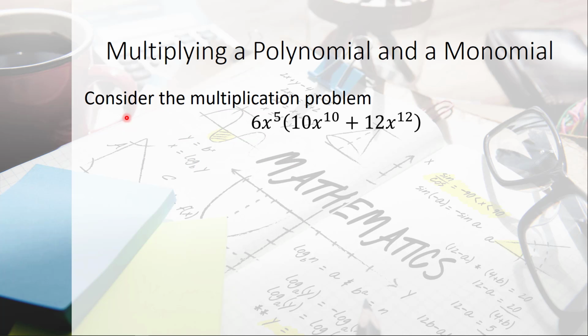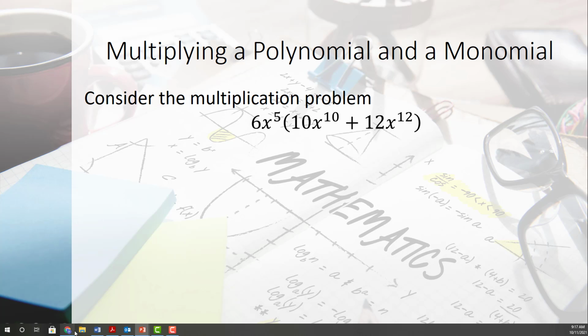Okay, so here we have a monomial. It's 6x to the fifth. And we're going to multiply it by a polynomial, or more specifically, a binomial, which is 10x to the 10th plus 12x to the 12th. How will we do this? Well, notice this is really not much different than something that you've seen before.